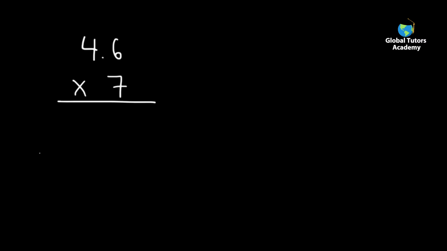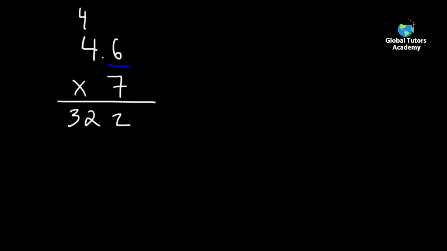The very first step is to multiply 6 times 7, which is 42. So we put the first number, which is 2, and carry over the 4. Next, let's multiply 4 times 7. 4 times 7 is 28, and we need to add the 4 on top. 28 plus 4, that's 32.